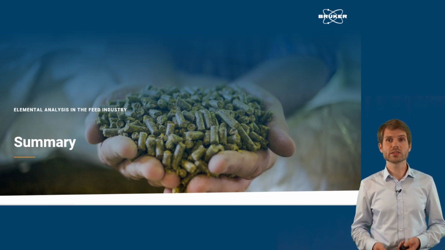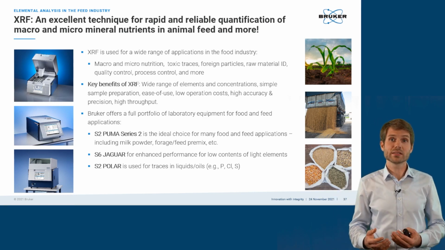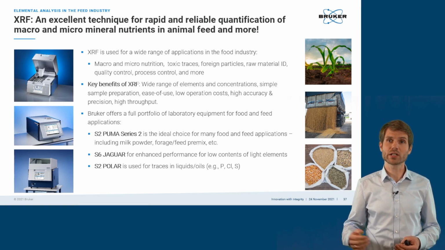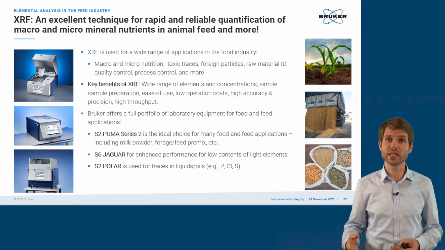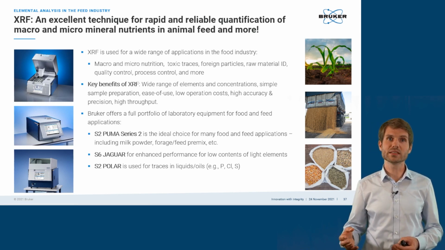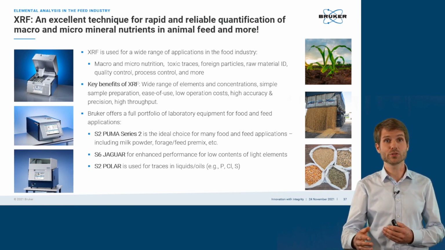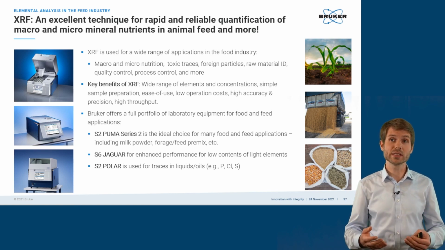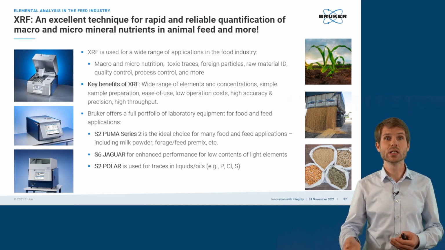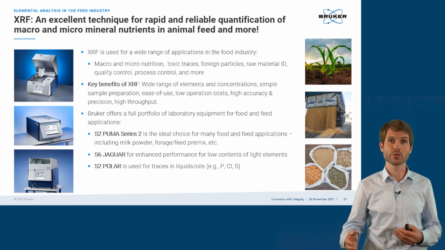So now I want to close up with a summary. Very briefly speaking, XRF is really an excellent technology for fast and reliable determination and quantification of macro, micro, trace elements, mineral nutrients in feed and more in agricultural material, fertilizer and so on. Some key benefits are that we can cover a wide range of elements. We have a relatively simple and straightforward calibration. The system is easy to use, so once it's calibrated, you really push the button and run the sample, so no daily calibration necessary. You have low cost of operation as I walked you through.